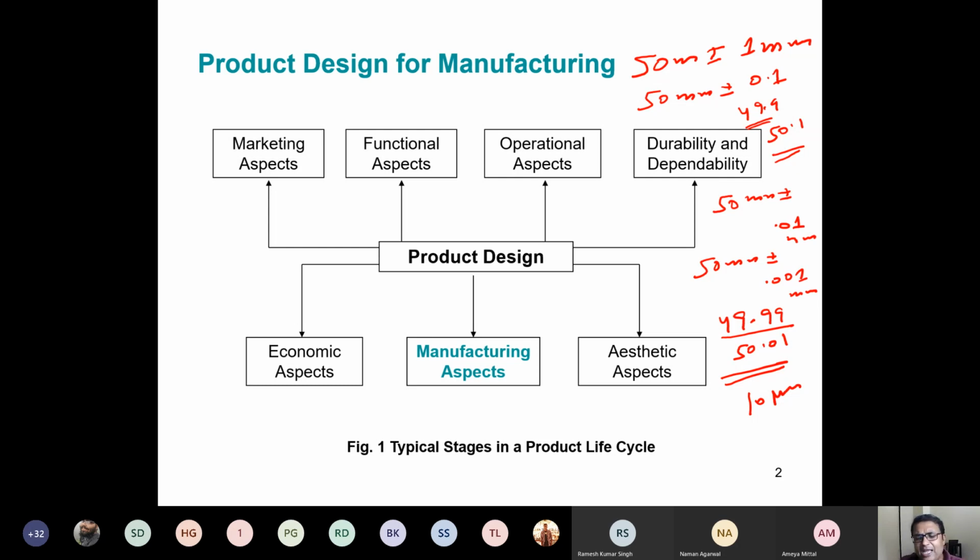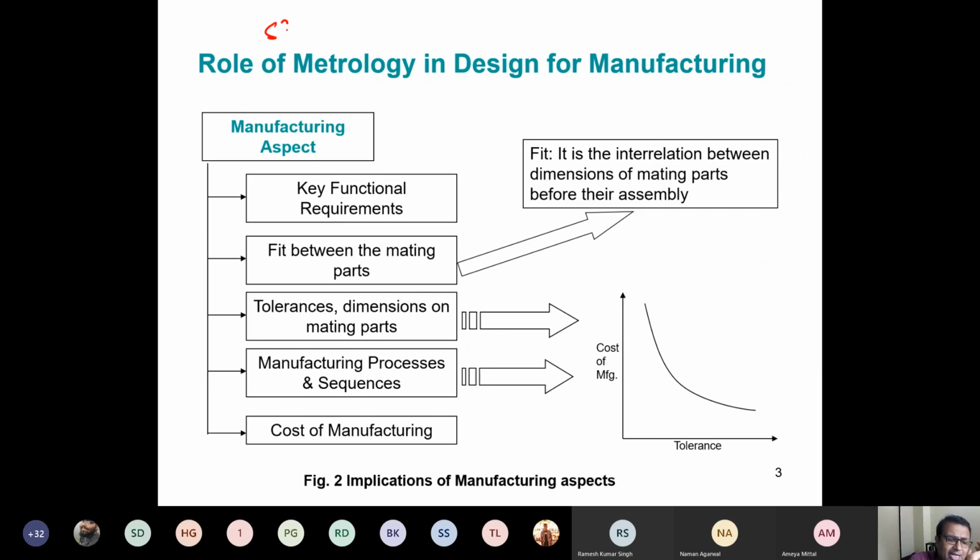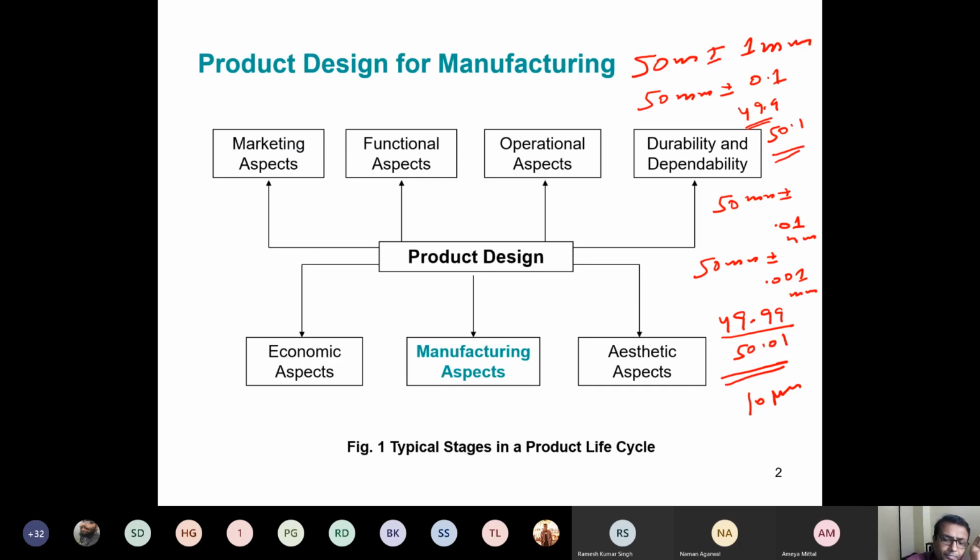In all cases I'm making a 50 millimeter diameter shaft. In one case I'm giving plus minus 1 mm tolerance, in another case 0.1 mm, another 0.01, and finally 0.001. Can somebody give a rough idea what the price difference would be between the first one and the last one? The last one may not even be doable. You need a super precise machine, maybe a very precise grinder, to be able to do the last one.